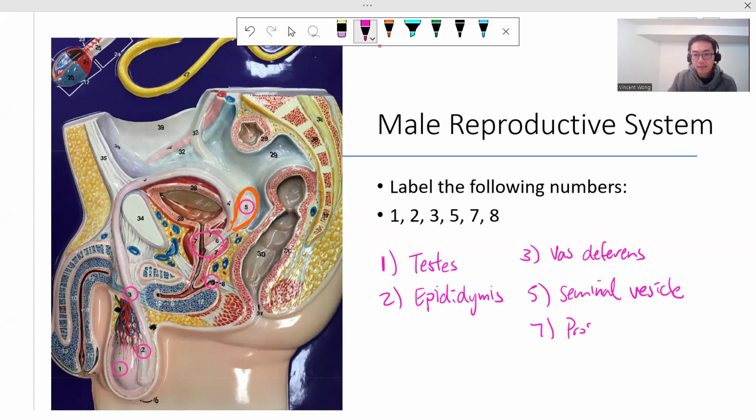Seven is another gland, right? They both secrete an alkaline secretion, as well as some fructose for the sperm. And number eight is the third gland. It's really hard to see on the diagram, but it's right there. That's the bulbourethral, or Cowper's gland, right? There you go.